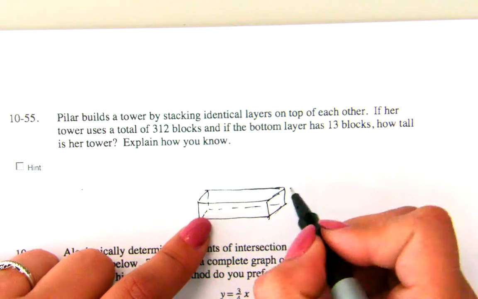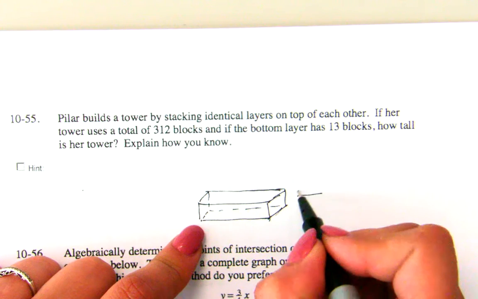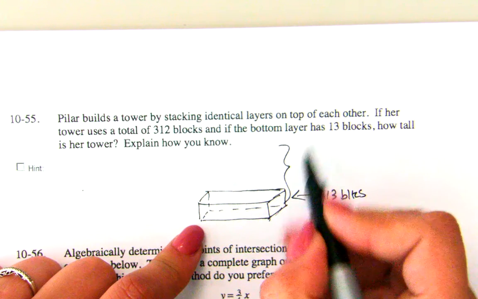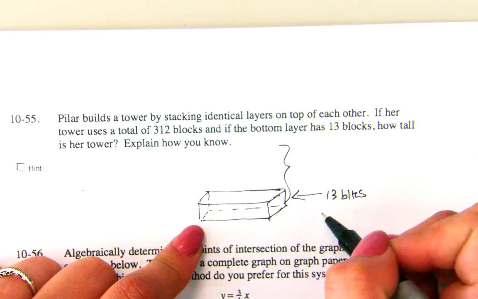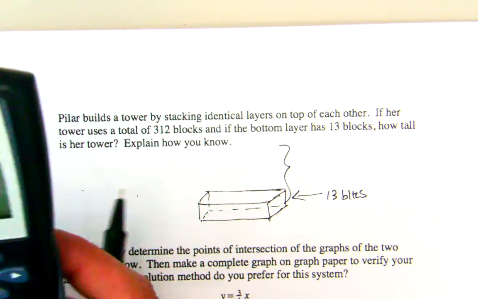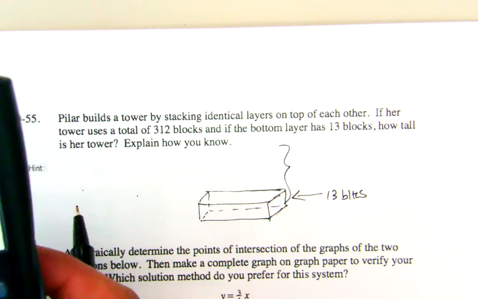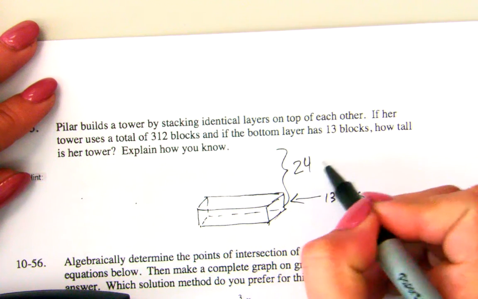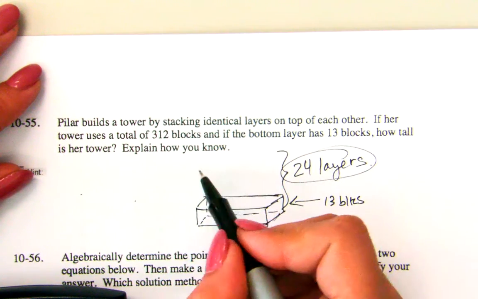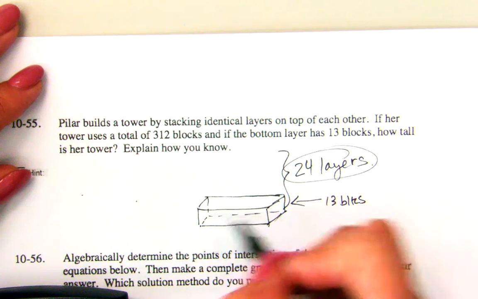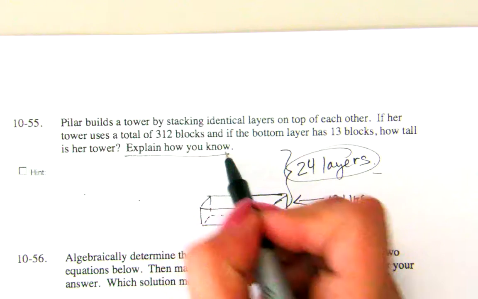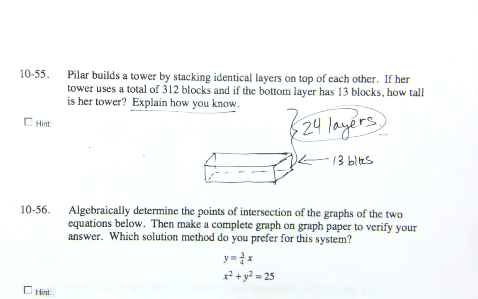Okay, so there's 13 blocks in the first layer, 13 blocks, and then you have a total of 312 blocks altogether. So 312 divided by 13 means you have 24 layers, and that's pretty much it. So 312 divided by 13 blocks each layer, you have 24 layers. Explain how you know. Okay, just show me the math. There's really not much to it besides that.